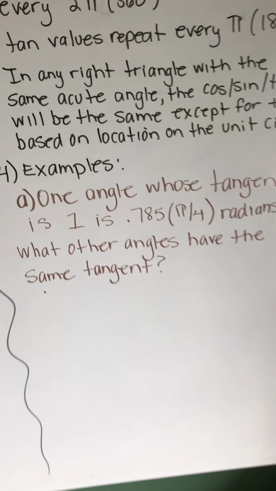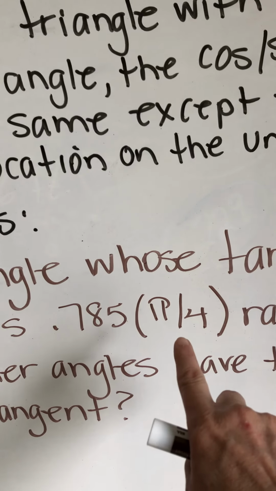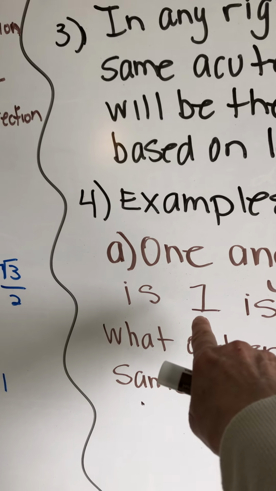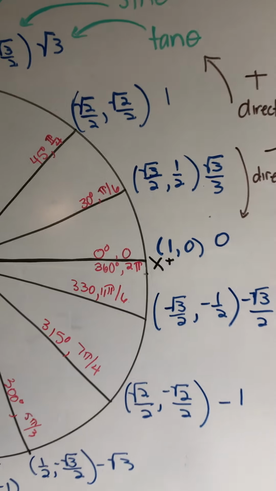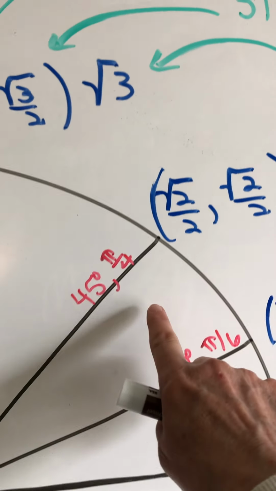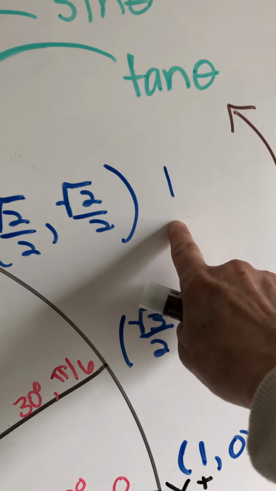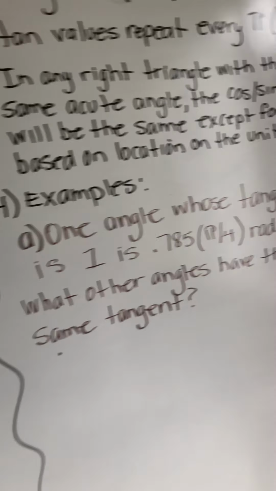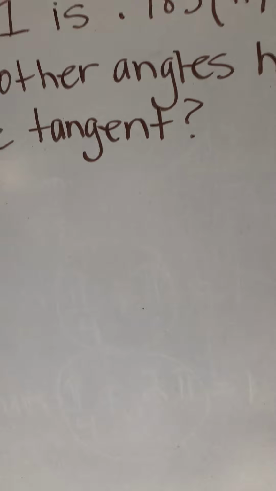So let's first see if this is true. Let's go to pi over 4, this angle, and let's see if tangent actually is 1. So let's go over to the unit circle. Let's go to pi over 4. There it is. Yep, the tangent is 1. Okay, what does this mean? What other angles have the same tangent? This is what it means.